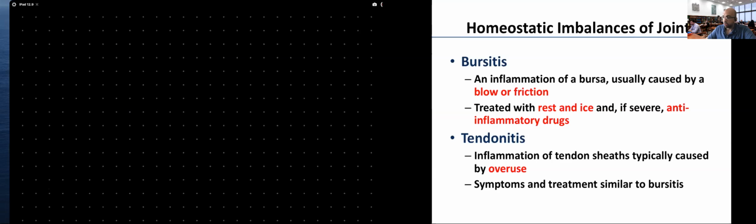Another homeostatic imbalance related to the joints is going to be the inflammation of the bursae and the tendon sheath. If you remember what a bursa is, the bursa was this sac of synovial membrane that is filled with fluid, located between the ligaments and the articulating bones, and its main function was to reduce the friction between the ligaments, tendons, and the articulating bones.